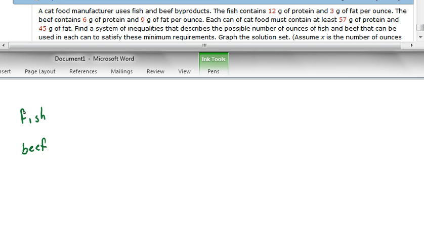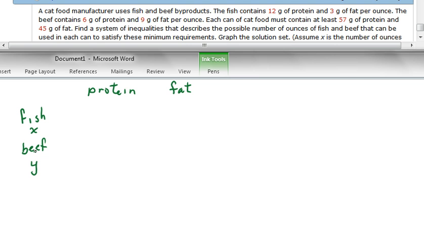So we'll make a table showing the fish and the beef, as well as the grams of protein and the grams of fat. We'll let X be the number of ounces of fish, and Y be the number of ounces of beef in a can.